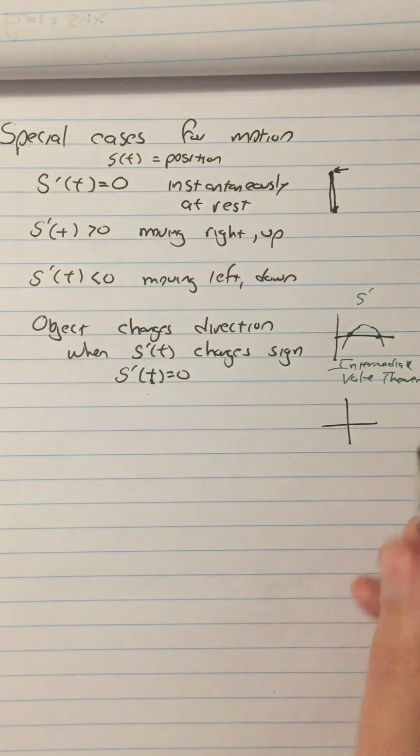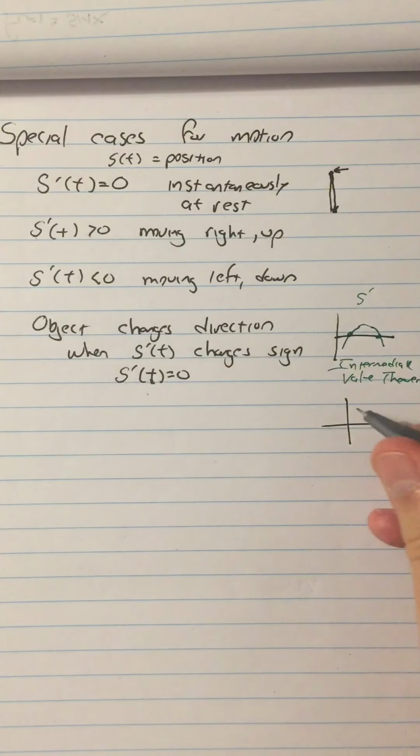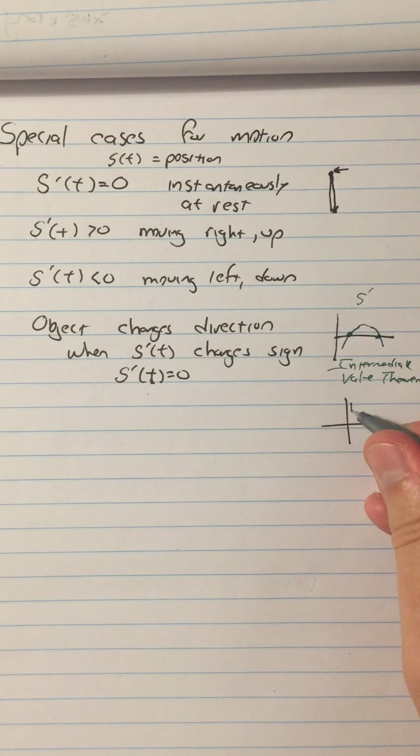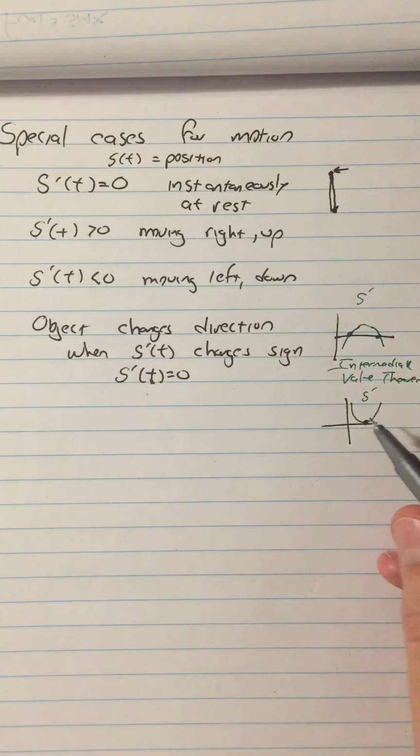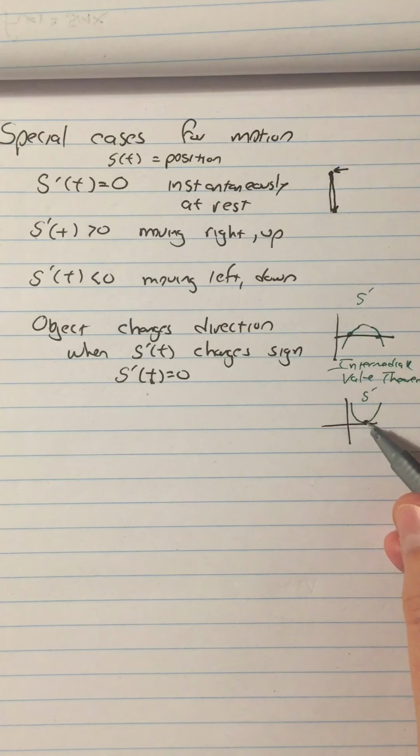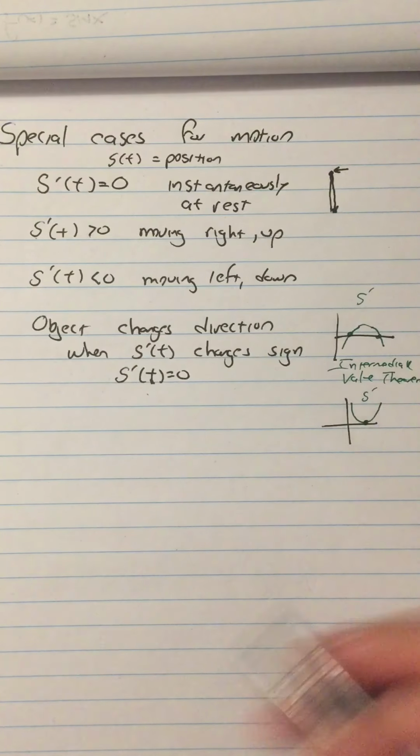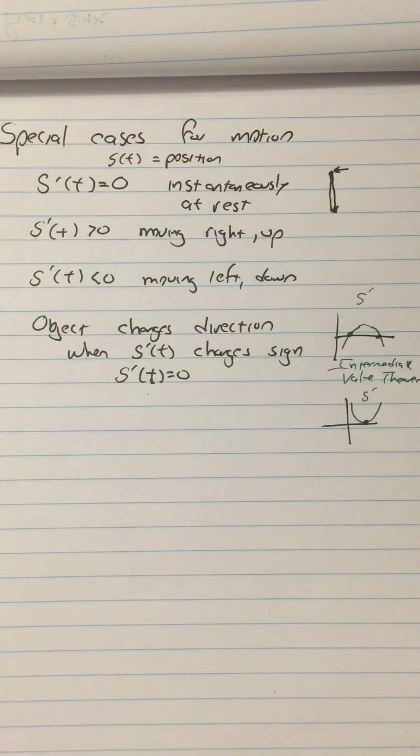Now a trick is that S prime of t could equal 0 without S prime of t changing sign. So S prime of t could do, for example, this. S prime of t is positive, then it's 0, then it stays positive, right? That's a graph of S prime. But understand that since S prime is positive the whole time, the object is moving up the entire time.